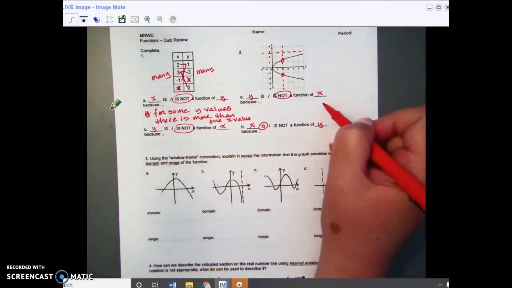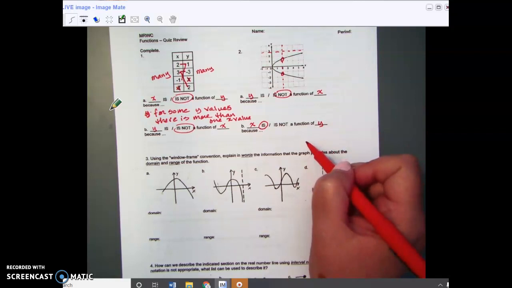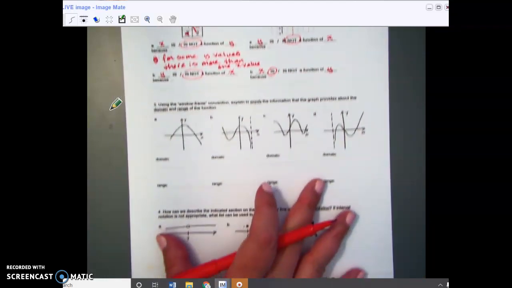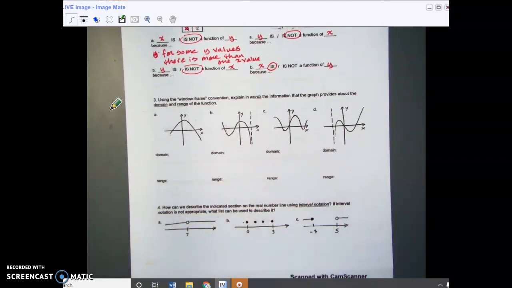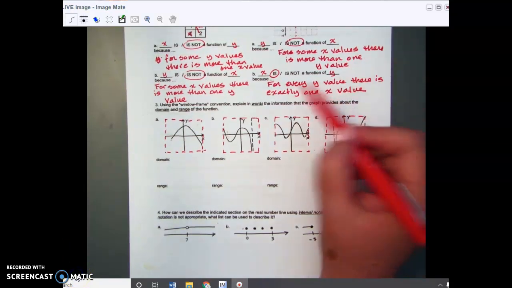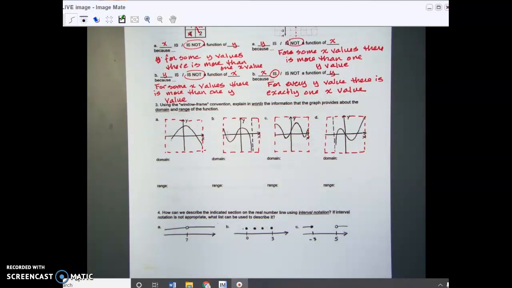So again, I'm going to save a little time. The reason here would be that for some x values, there's more than one y value. But for b, for every y value, there is exactly one x value. So coming down here for question number 3, we're going to use the window frame convention. So I'm going to take a moment to add in these window frames. All right, so you'll notice that I added in the written answers to the above. So if you want to pause it, you can check that. And then I also added in the window frames for question number 3.